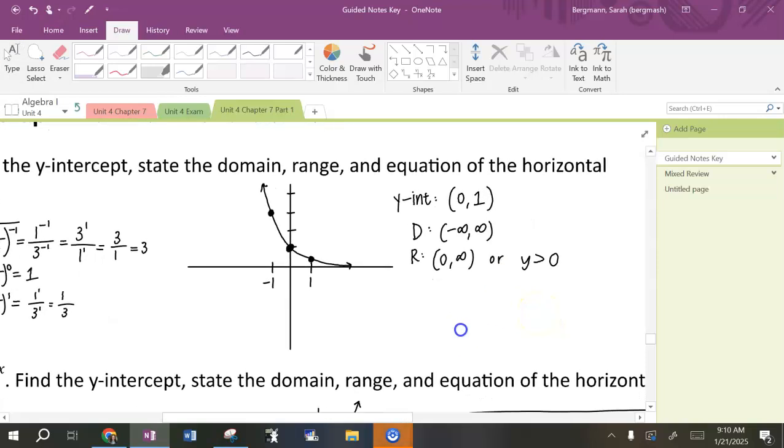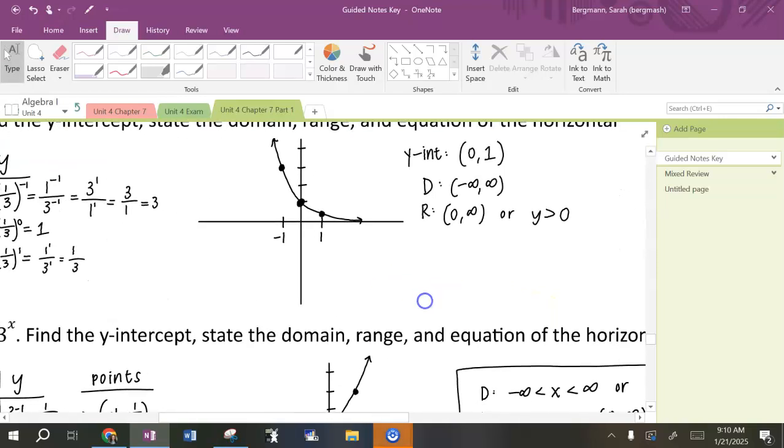And then last but not least, the equation for the horizontal asymptote. This one is also going to be y equals 0, because that's the horizontal line that the graph gets close to, but it never touches it or crosses it. I'm going to abbreviate HA for horizontal asymptote at y equals 0. As a tip, the horizontal asymptote, this y value, will always match that y value in the range. That could be helpful for some people to see that connection.